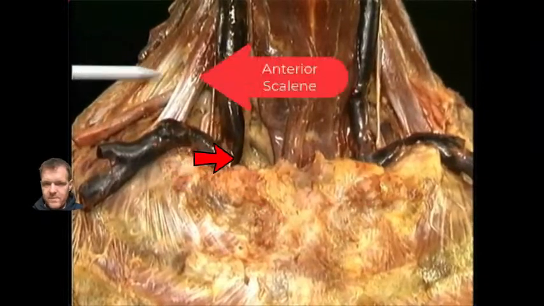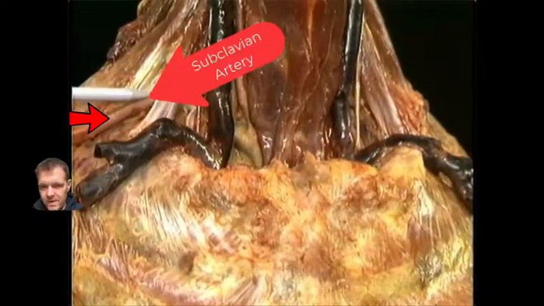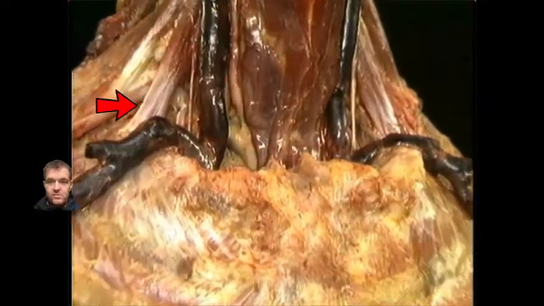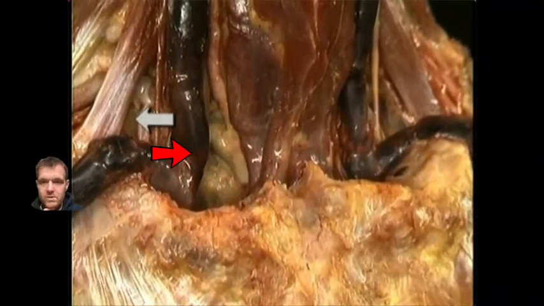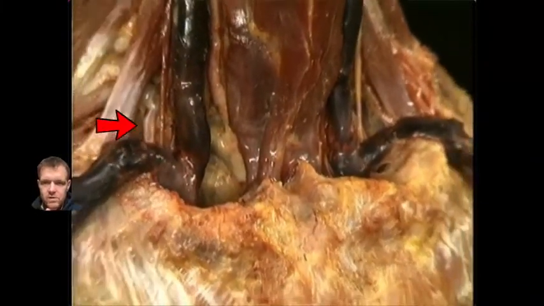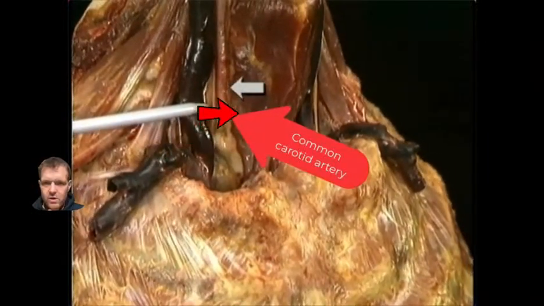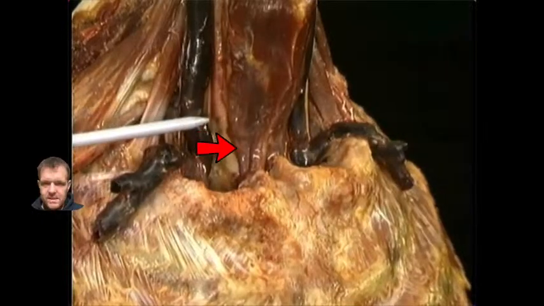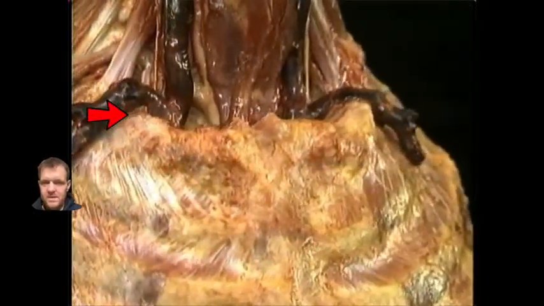There's your first rib. Anterior scalene just here. So that vessel there is going to be a subclavian artery, because the artery goes through your scalene muscles. Top of the lungs just there. Common carotid. So that's what we've just seen. Okay, your carotid artery going up, carrying oxygenated blood.